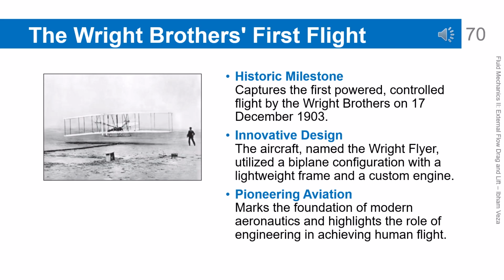The Wright brothers' first flight at Kitty Hawk. This event marks the first successful powered and controlled flight by humans. The Wright Flyer used a biplane configuration and a custom-built lightweight engine. This success is a historic milestone in the development of modern aeronautics. This achievement was strongly supported by a fundamental understanding of lift, drag, and flow control. This example shows how theory and experiment come together in engineering.